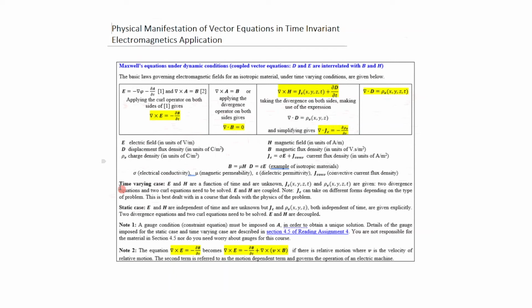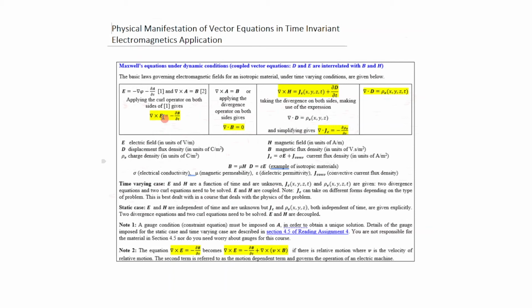All right, so we're now going to look at this set of equations. We'll just very briefly mention the time-varying case and figure out how we go from the time-varying case to the static case. So let's start with the time-varying case. E and H are functions of time and are unknown. J_e and rho_e are given. Two divergence equations and two curl equations need to be solved.